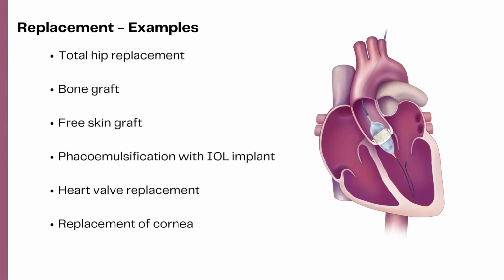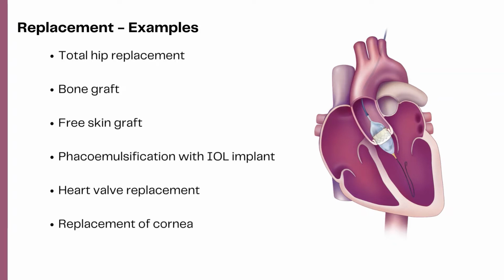Now, these are examples of the root operation replacement: total hip replacement, bone grafting, free skin graft procedures, phacoemulsification or cataract surgery with intraocular lens implant, heart valve replacements, and the replacement of cornea. These are examples of replacement procedure.